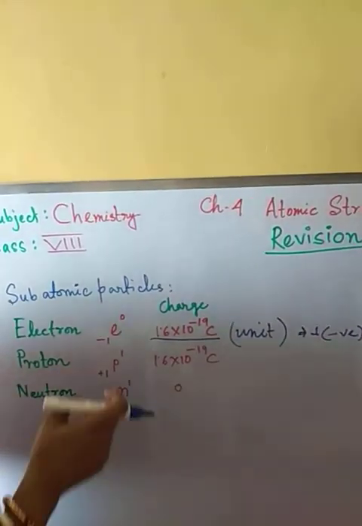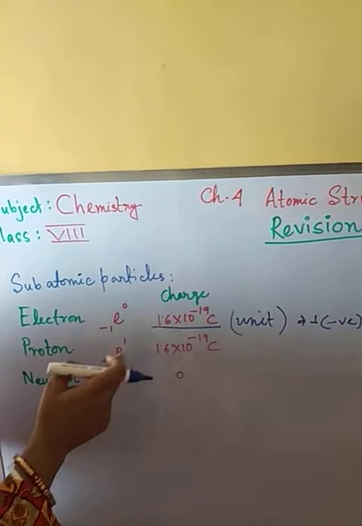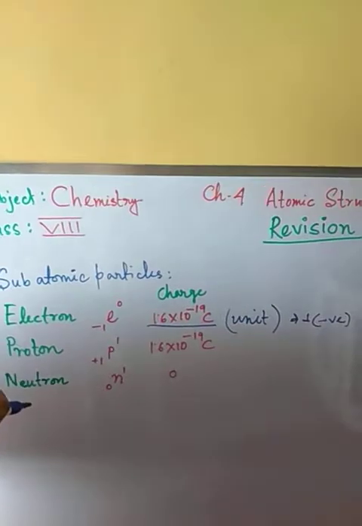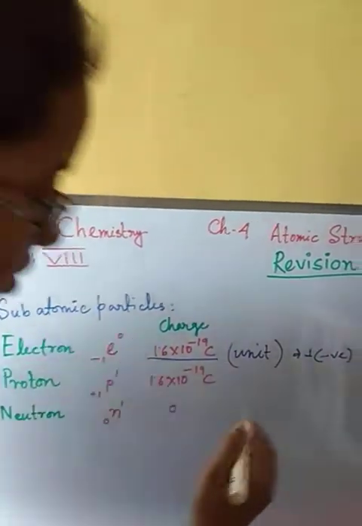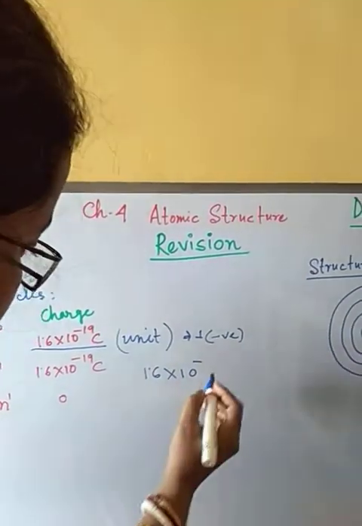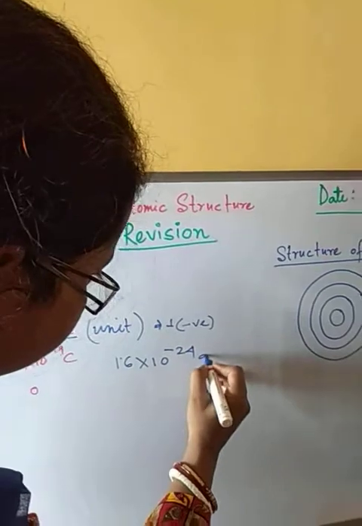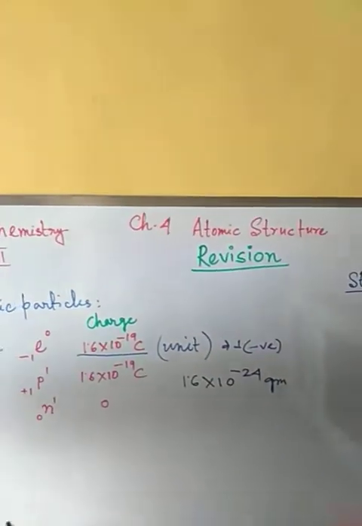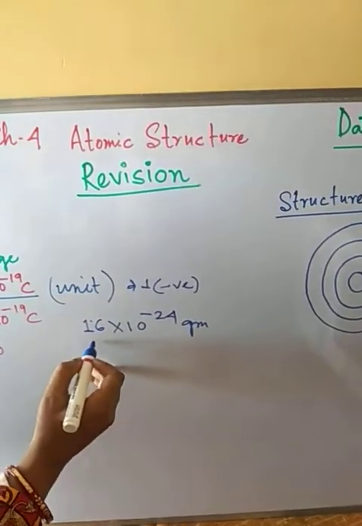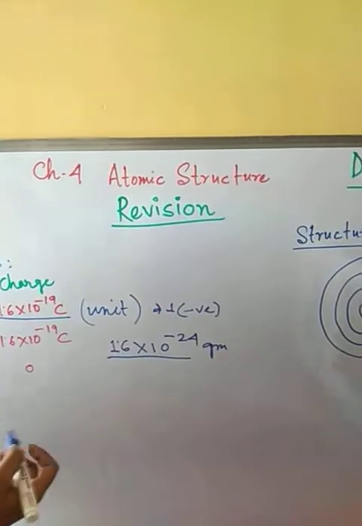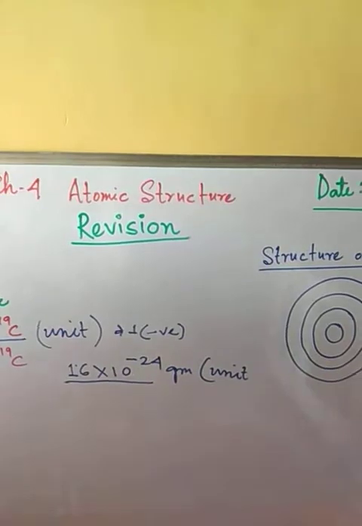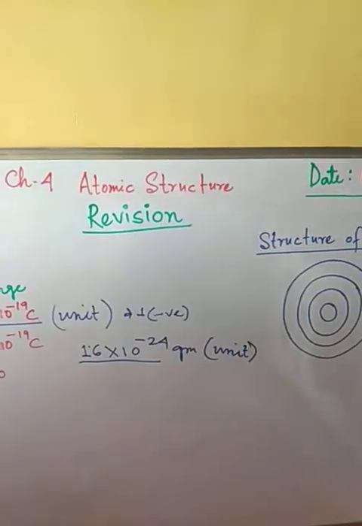Next, proton. Proton we will represent in this manner: P11. Okay, 1 is the mass. As proton is having 1 unit of mass, its mass is 1.6 into 10 to the power minus 24 gram, which is the lowest possible mass, and that we will be taking as unit.